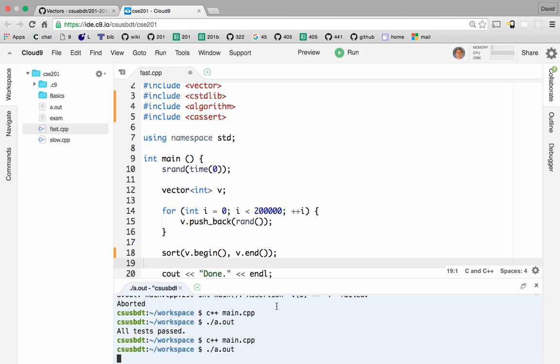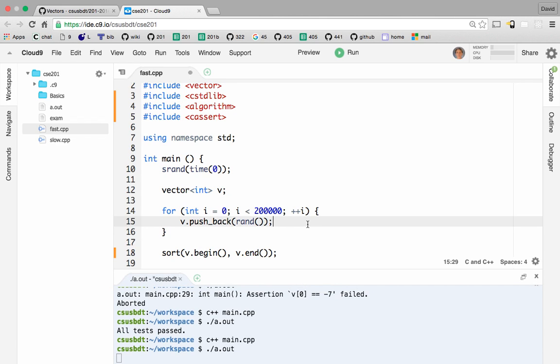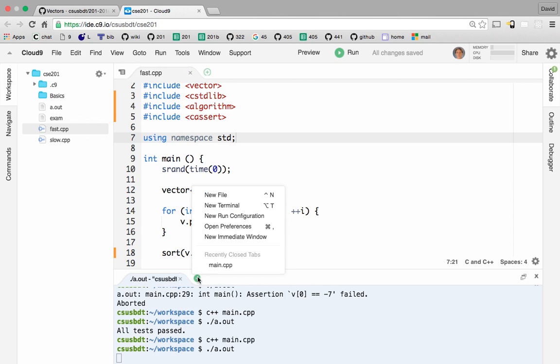It's still running down here. Maybe the numbers are too many. It is still running. Can you believe it? Let's open up another terminal window.